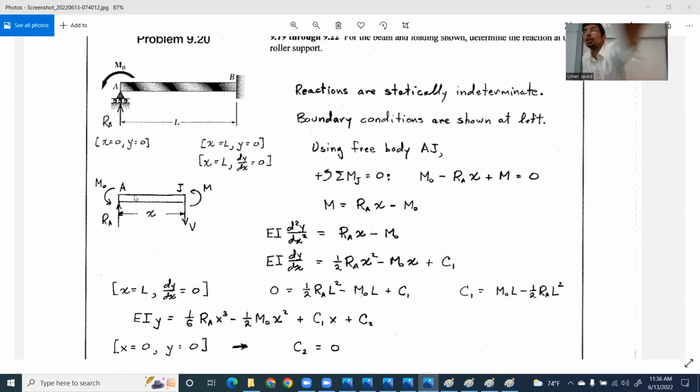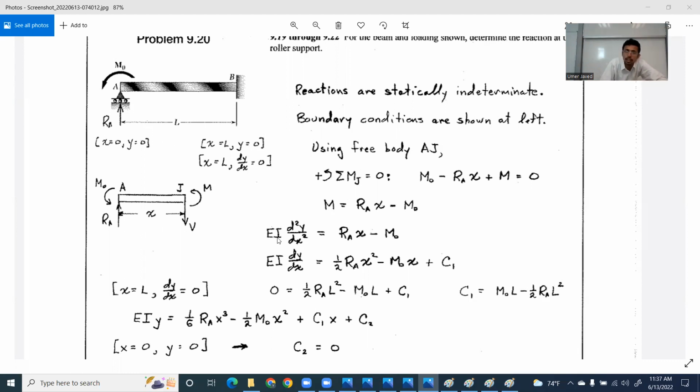Here comes the problem. Do you know the RA? You don't, right? Because usually what you do is you say RA plus RB equal to any force that is applied. You cannot do anything in this problem of that sort. So you don't know RA. In this problem, RA is actually your unknown. How can you find it? You just continue with the drill.